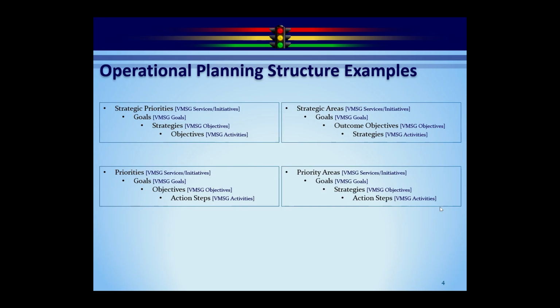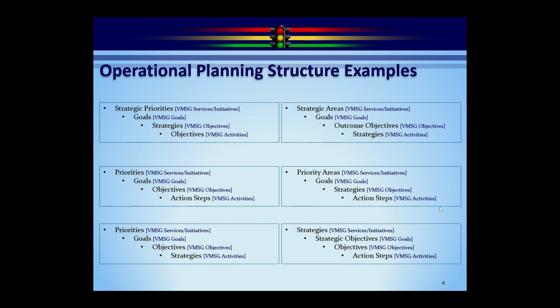Priority areas, goals, again, strategies kind of in the wrong place, and then action steps. Priorities, goals, objectives, and strategies is a good one. Strategies at the top, not sold again. Strategies, strategic objectives, that's pretty good because it's a higher level than the objective. So that's what the goals are, and then objectives and action steps.